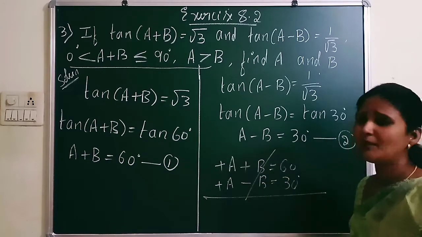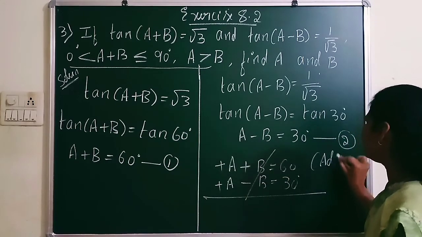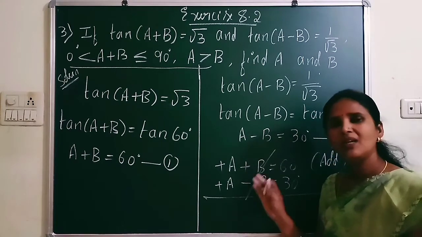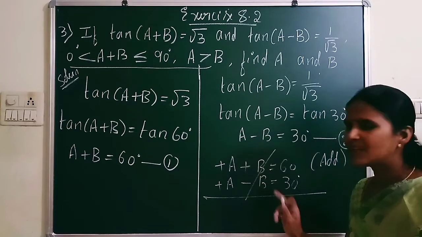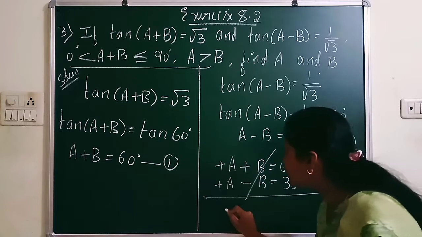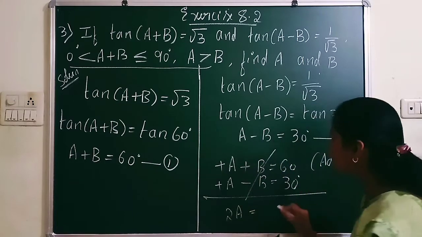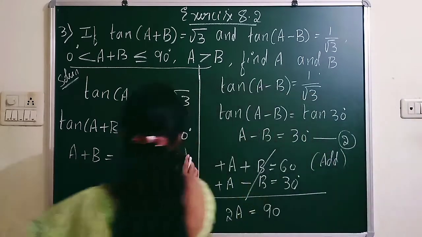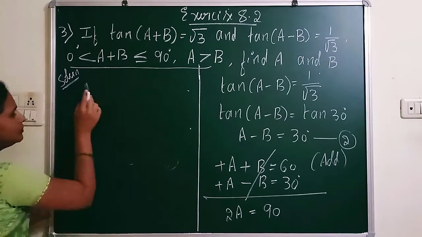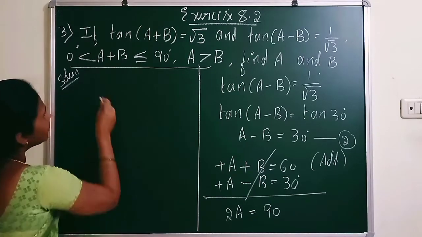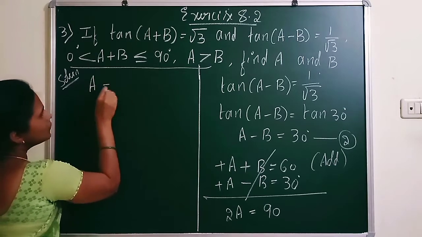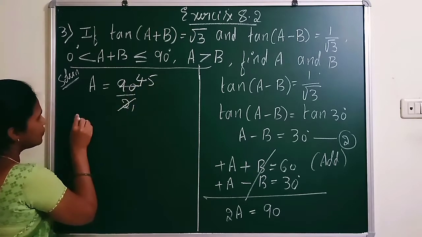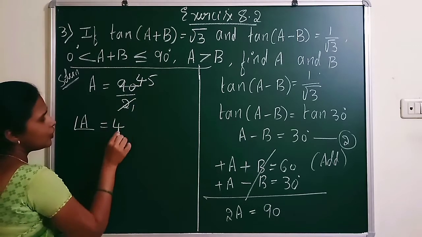What operation am I doing here? I am doing addition, vertically. When you do addition, no need to change the sign. So plus B and minus B get cancelled. A plus A is 2A, and 60 plus 30 is 90. So I got 2A equals 90. Then what is A? A equals 90 by 2, that is 45. So I got angle A as 45 degree.